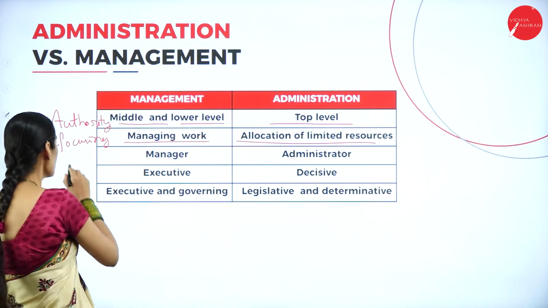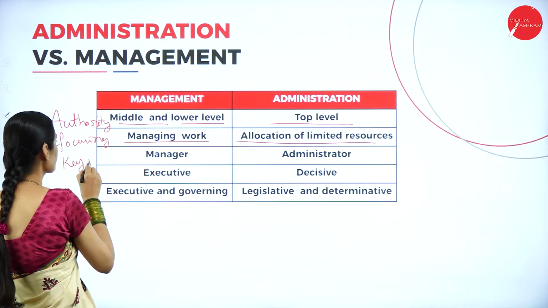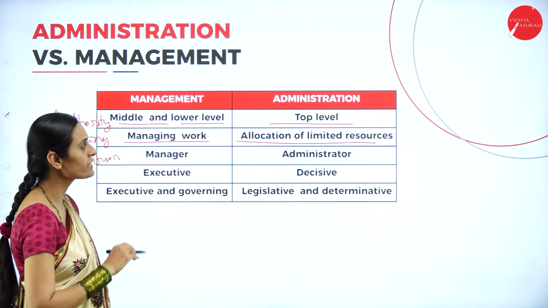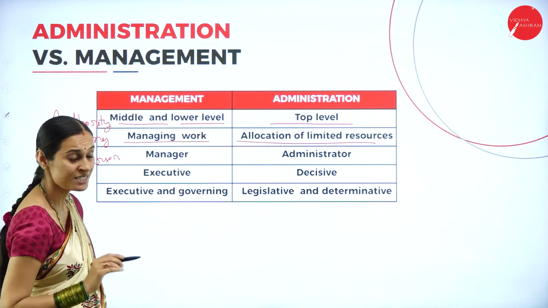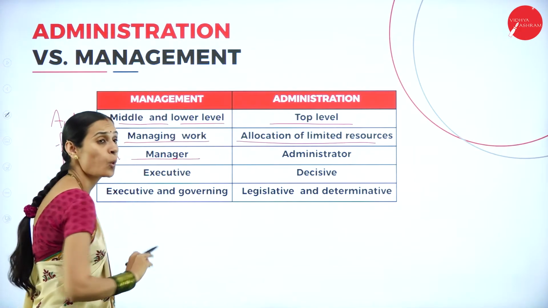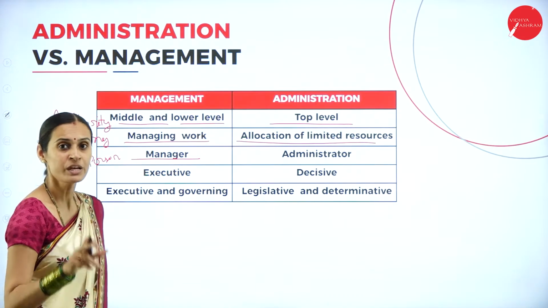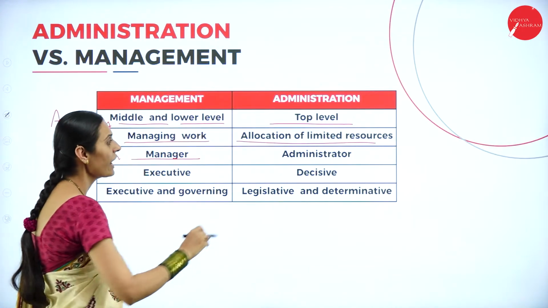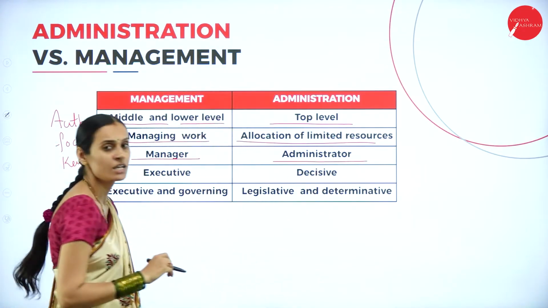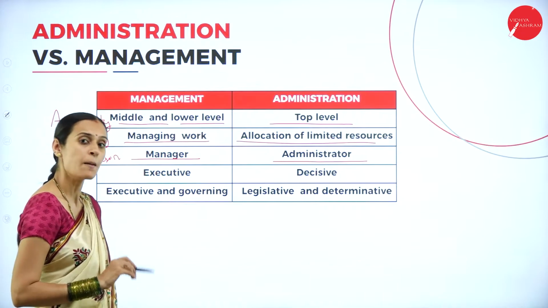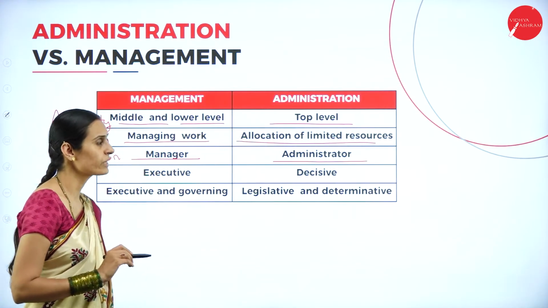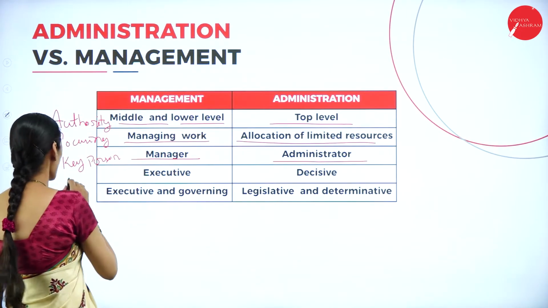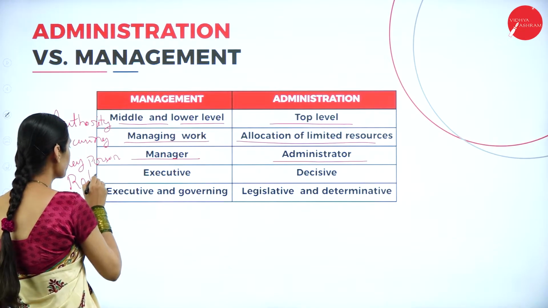And the second one, who is the key person? Who is the key person of management and who is the key person of administration? He is called manager, one who manages the system. One who takes care of the system is called administrator. So who is the key person for management? Manager. And who is the key person for administration? He is called administrator. And next one, on the basis of role.